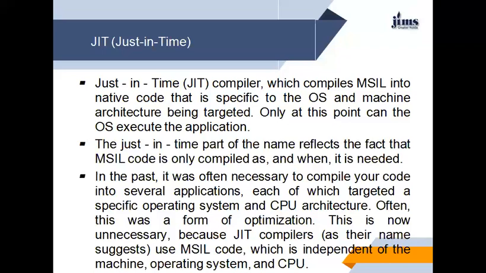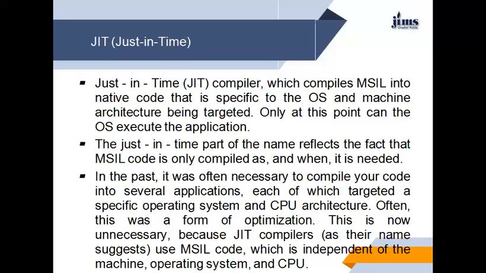The just-in-time part of the name reflects the fact that Microsoft Intermediate Language, that is MSIL code, is only compiled as and when it is needed. So first of all, you have written code in a programming language, it is converted by the compiler of that particular programming language into the MSIL, and this MSIL code is only compiled as and when it is needed. Means when it is needed, only then can it be run with the help of the just-in-time compiler.